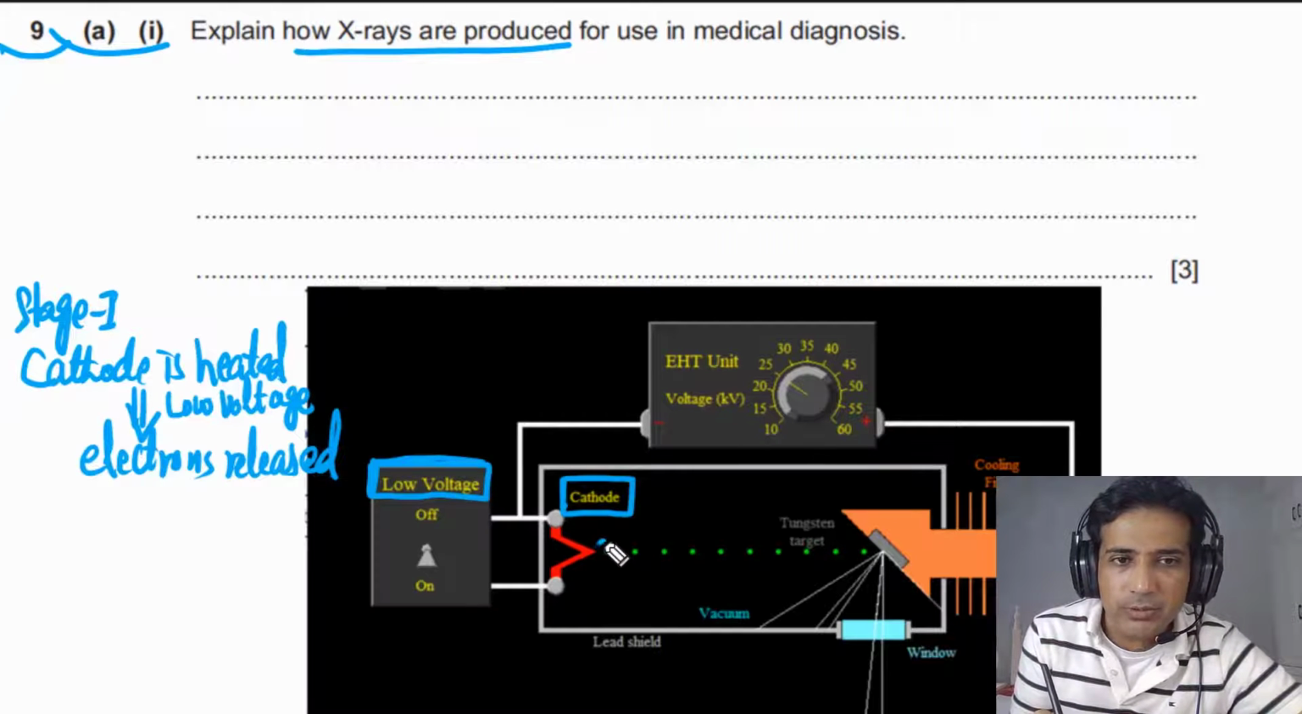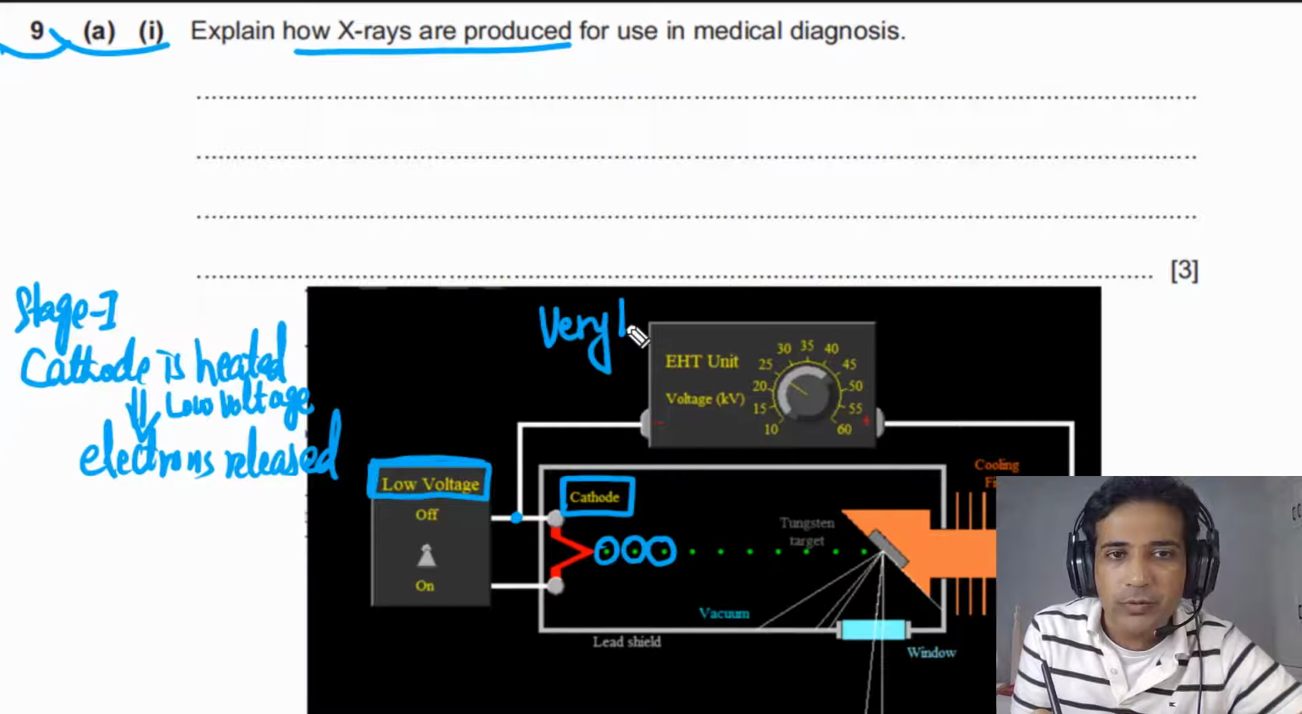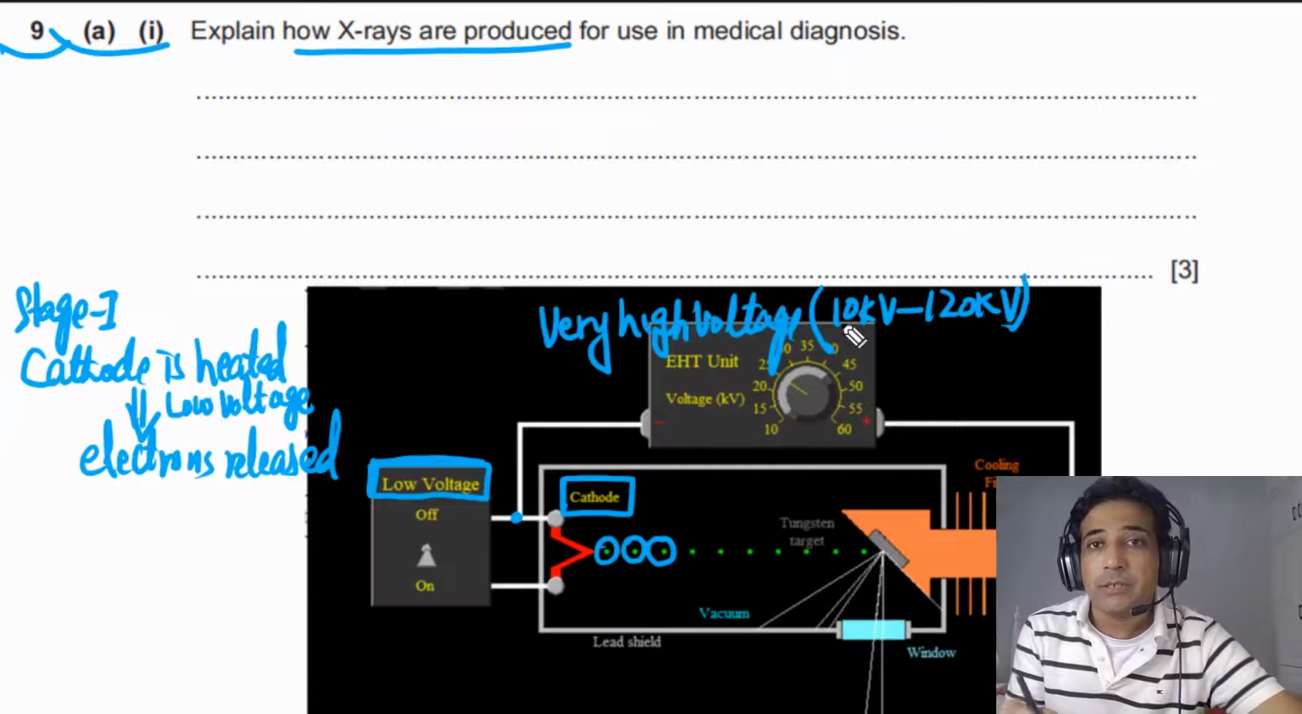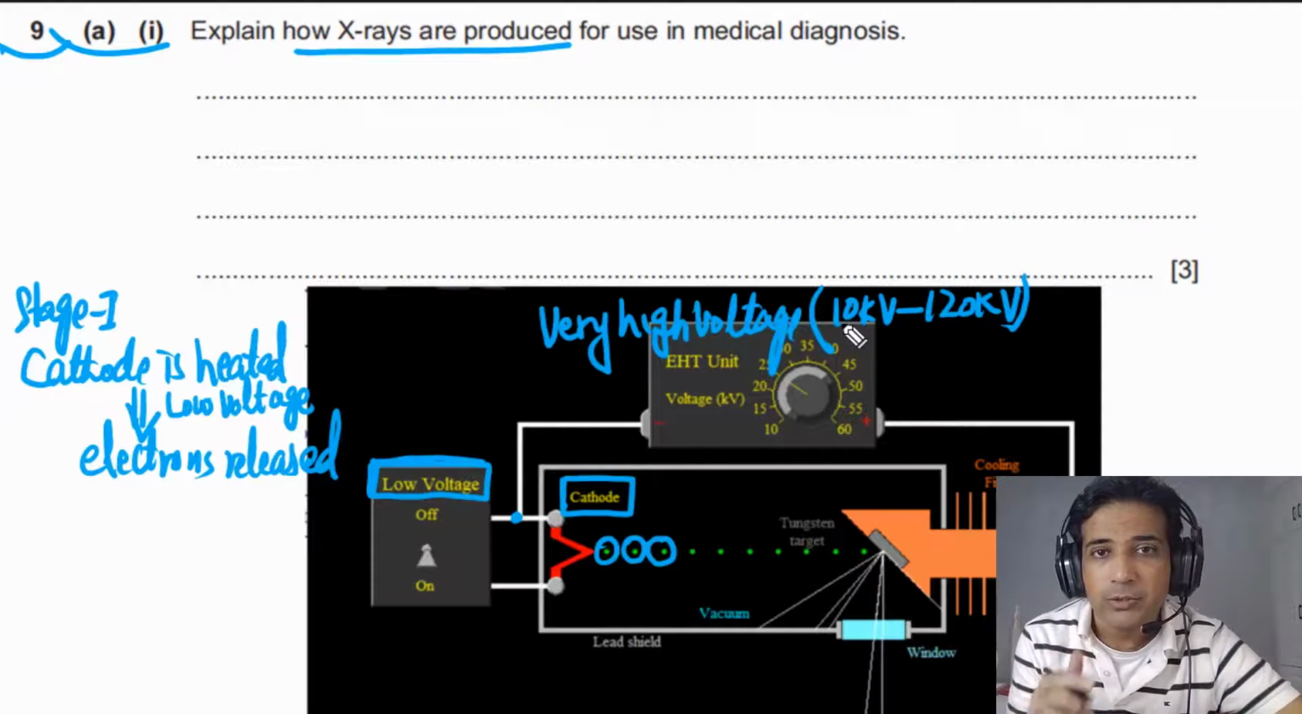As electrons are released, you can see this is a beam of electrons. These dots are representing electrons. And then these electrons are accelerated using very high voltage. The range of this voltage can be from 10 kilovolts to 120 kilovolts for medical use. 10 to 120 kilovolts, very high voltage. These electrons will reach the target, the tungsten target. They will hit this target and they will decelerate.